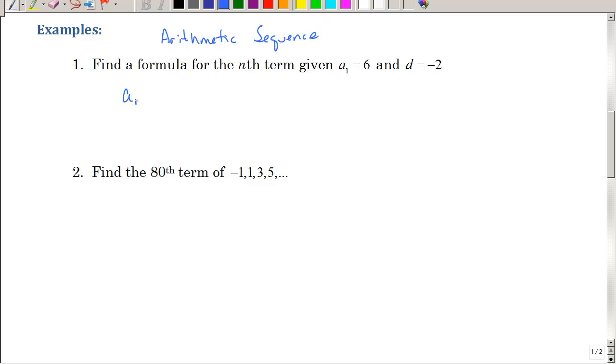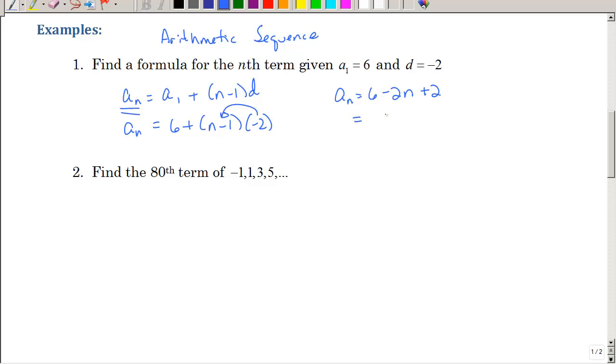So I want this formula here, a1 plus n minus 1 times d. I want a formula for the nth term. Well, let's see. a1 is 6, n is n, and d is negative 2. So that is a formula, but let's clean it up a little bit. So we have 6, and let's distribute, minus 2n plus 2. So that would be 8 minus 2n. That would be my nth term formula.